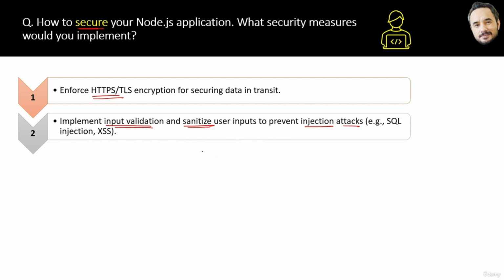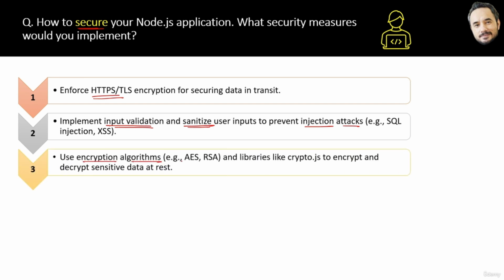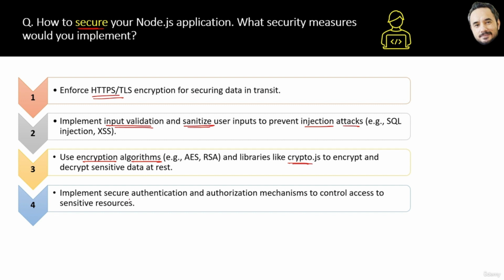I already covered that in previous questions. Third, use encryption algorithms and libraries like encrypt, decrypt, basically to secure the sensitive data. Okay, like passwords. So that also I covered, like hashing the password, right? Fourth, implement secure authentication and authorization mechanisms to control access to sensitive resources. Yes, your web page's sensitive resources should be secured, okay, via authentication and authorization. That also I covered previously.